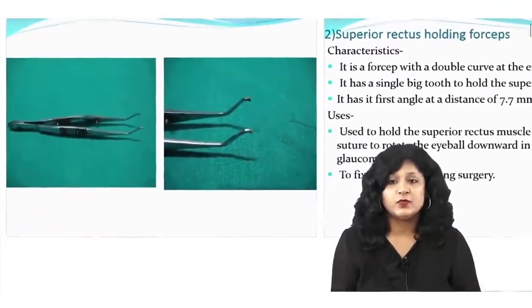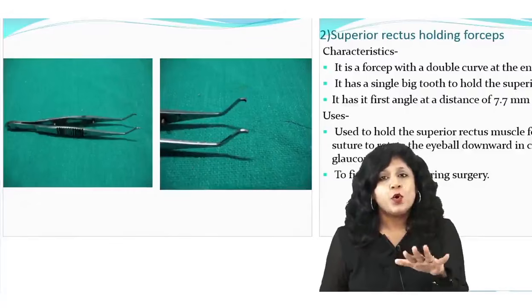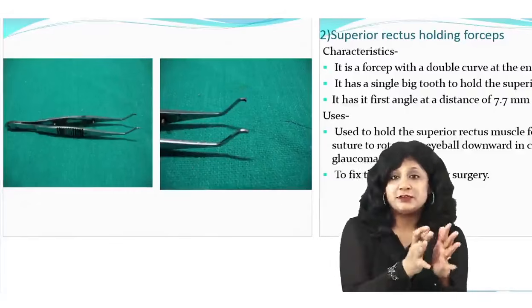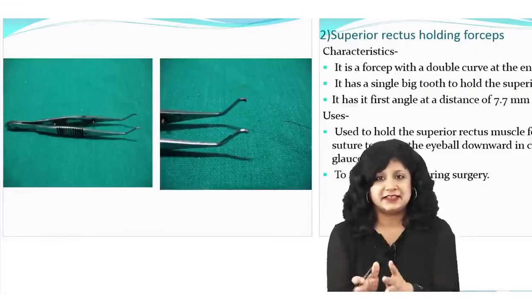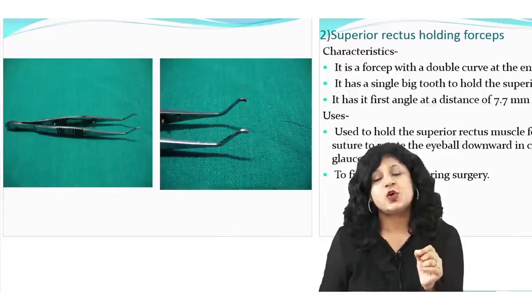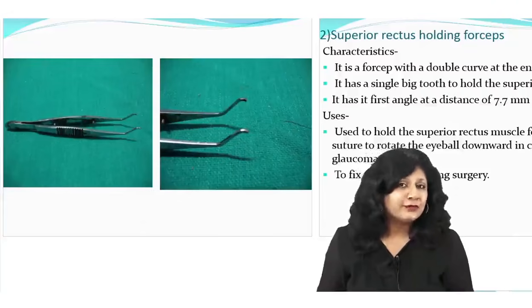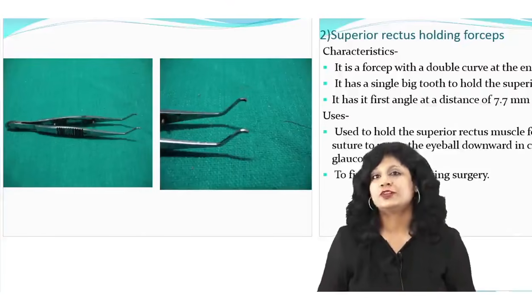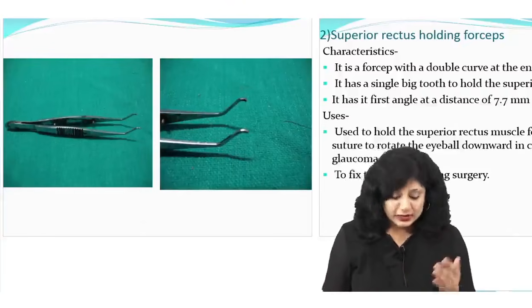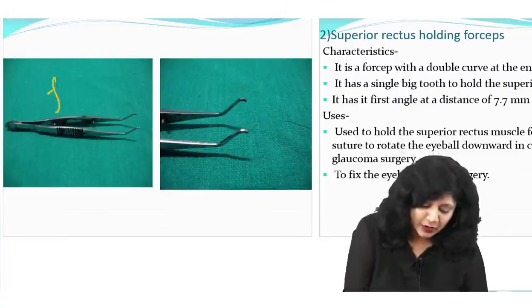This is what you call a forceps. Now you already know what a forceps is and what a scissor is, right? You have to actually concentrate on the tips in order to find out what kind of forceps it is or what kind of scissors it is. Looking at the instrument, can you see this is a forceps? So we already know this.